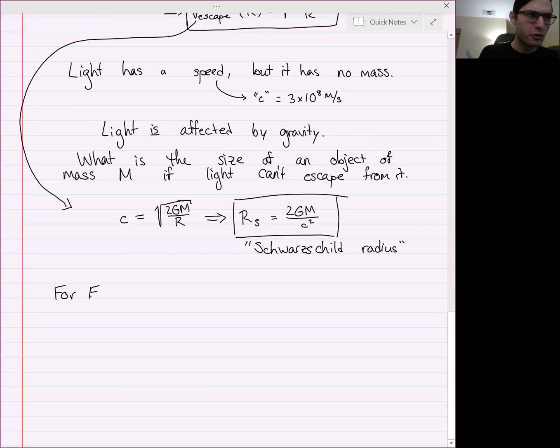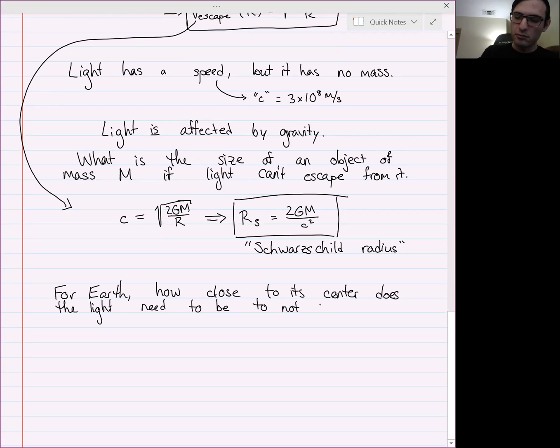So for Earth, how close to the center does the flashlight need to be to not be able to escape? The Earth has some amount of mass we can figure out, and then we can plug that mass in for this r sub s. So we can just calculate it. It turns out that the Schwarzschild radius of something with the mass of Earth, it's a function of mass after all, is about 8.8 millimeters.